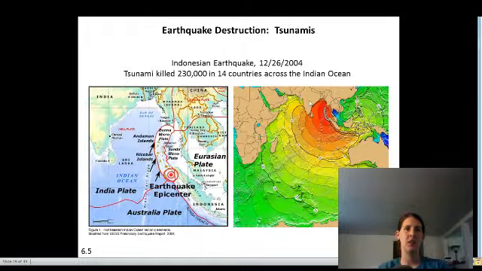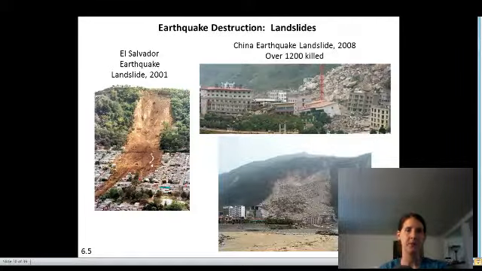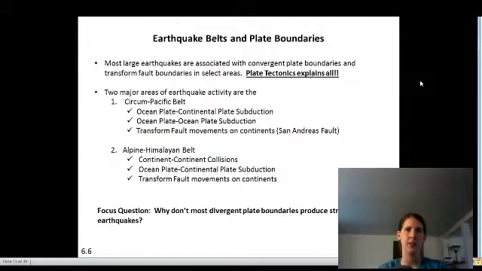Here's just a look at the Indonesian earthquake. This tsunami killed 230,000 in 14 countries. This shows you the epicenter. It's where the India, Australia, and Eurasian plates all meet. So this happened just off the shore of Indonesia, and actually created ripple effects. I think it was right here where this occurred, and you can see that the energy actually rippled out basically to the tip of Africa here. It's an example of some landslides that occurred because of earthquakes.